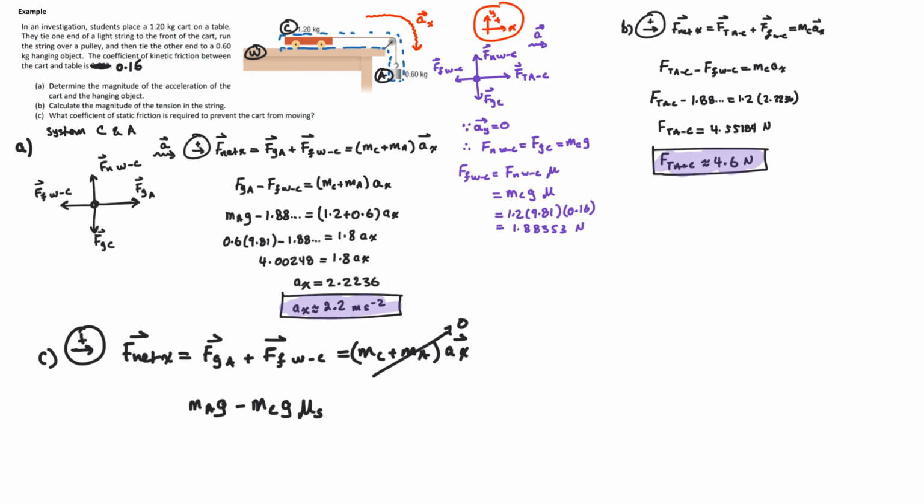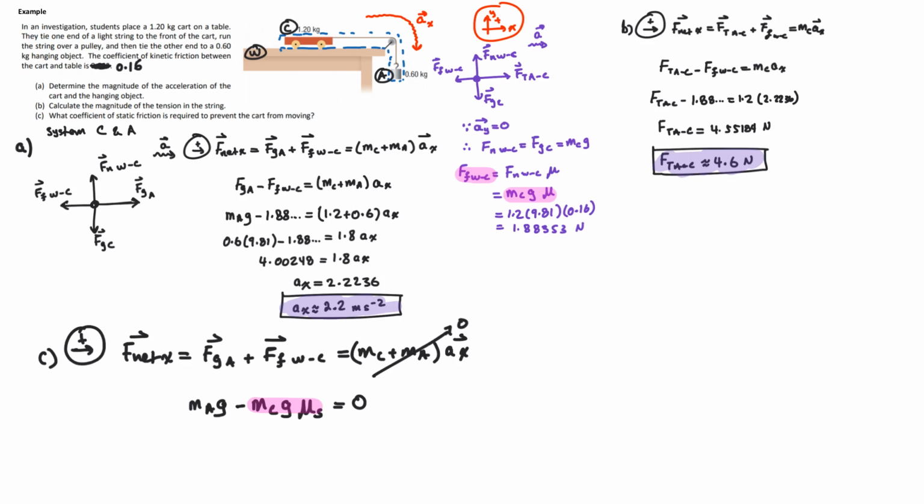This is static. I'm just going to highlight it so that you can see and refer back to it whenever you need to. Basically, I took this from the fact that the magnitude of the force of friction from W to C is equal to the mass of C multiplied by the gravitational acceleration multiplied by mu. In the last section, this was the kinetic because it was moving. Now it's the static one. This is going to equal 0.